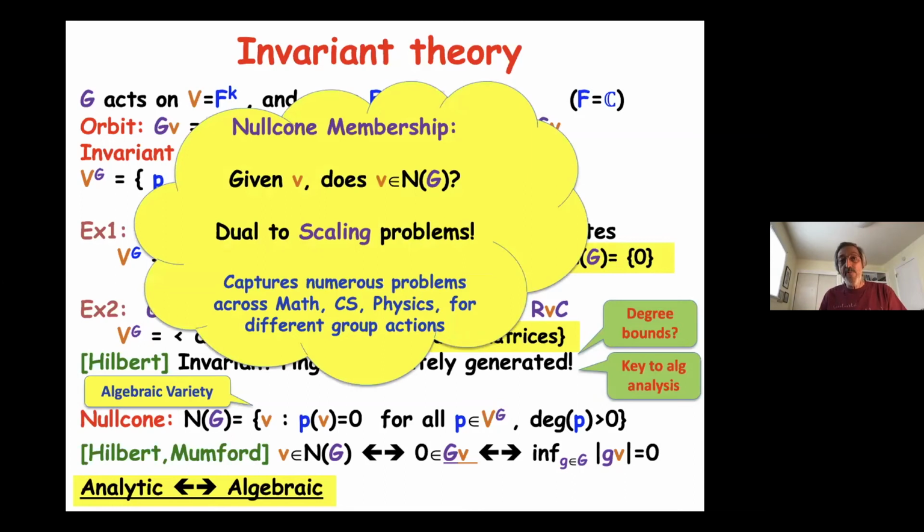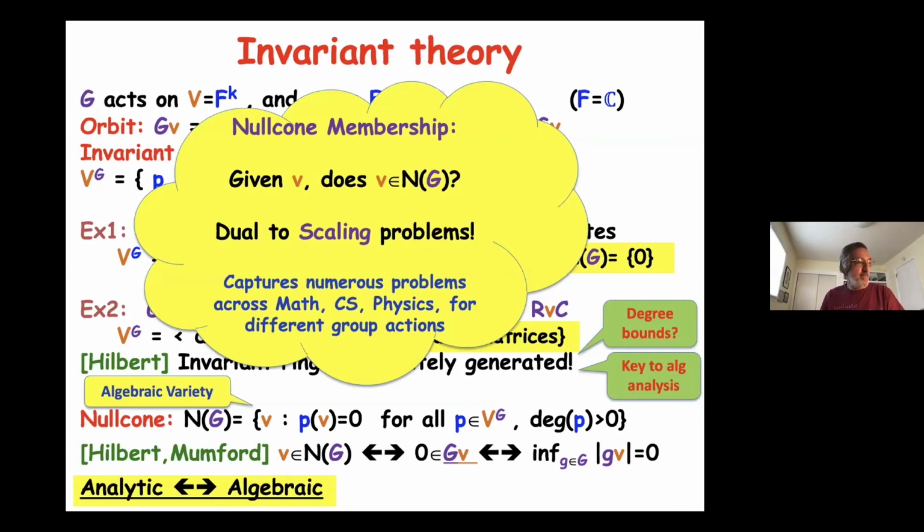The membership in a null cone, which is a problem we will ask, as I said, all problems before and later will be almost all like that. It turns out to be dual to scaling problems. I described the problems before as scaling problems. It turns out to be essentially the same question, and many problems we know are captured by this. So we really want to understand null cone problems and scaling problems, which are the same thing.